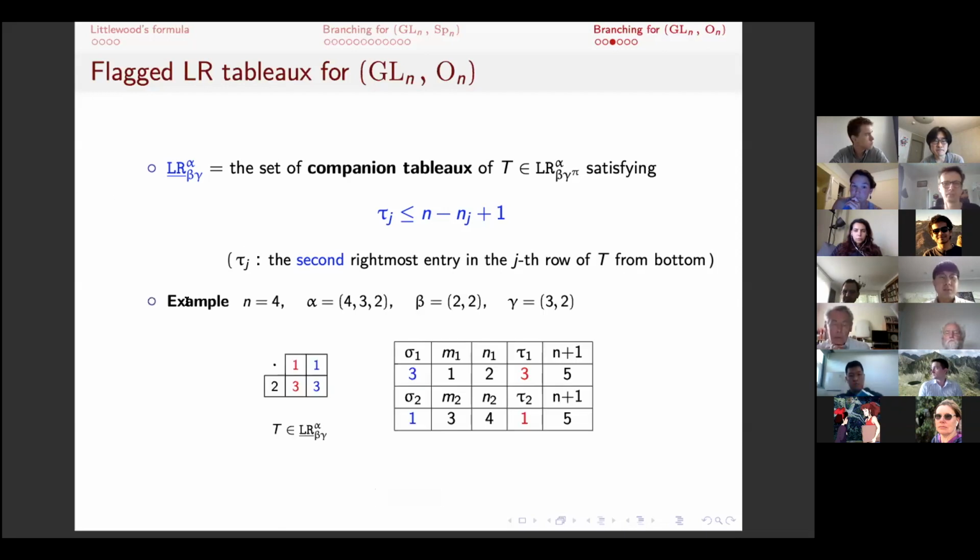Let me give a simple example. Under this setting, we consider this error tableau. To verify this condition, we first consider the rightmost column. In this example, sigma 1 is 3, sigma 2 is 1. Then, by definition, m1 and m2 are given by 1 and 3. Then, from this, n1 and n2 are given by 2 and 4. Finally, the sum of n_j plus tau_j is always less than or equal to n plus 1. So this tableau satisfies this flag condition.